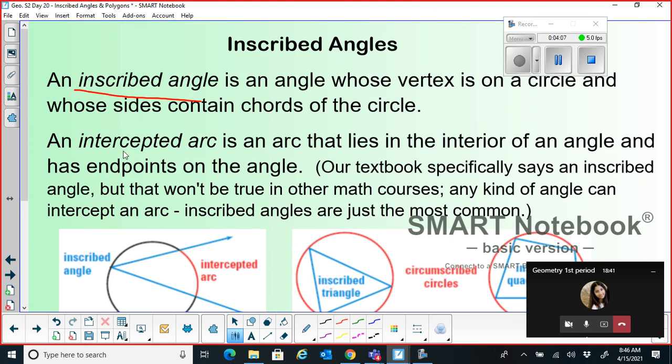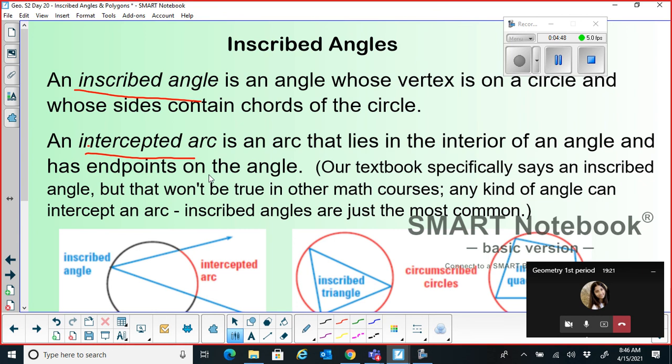Let's see the next definition, intercepted arc. An intercepted arc is an arc that lies in the interior of an angle and has endpoints on the angle. Our textbook specifically says an inscribed angle, but that won't be true in other math courses. Any kind of angle can intercept an arc. Inscribed angles are just the most common ones. The actual definition of intercepted arc is over here. It's just the arc corresponding to this particular inscribed angle.